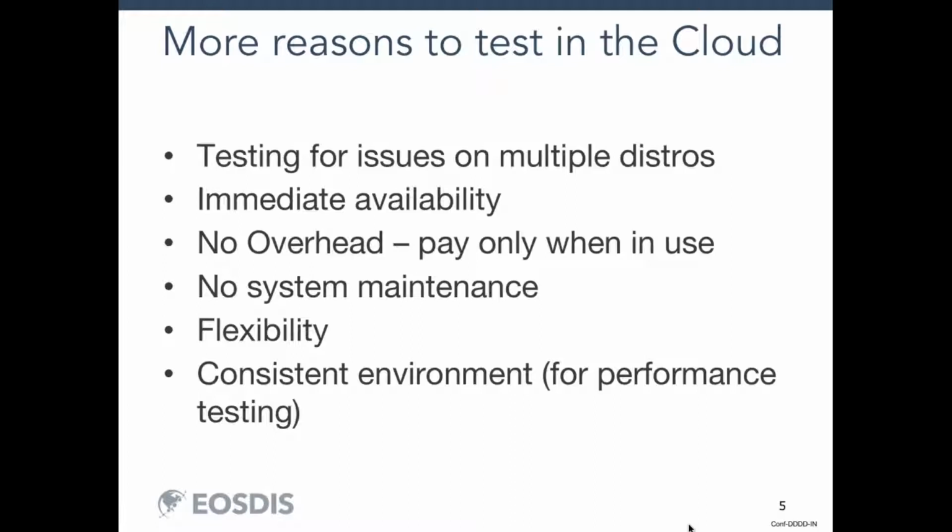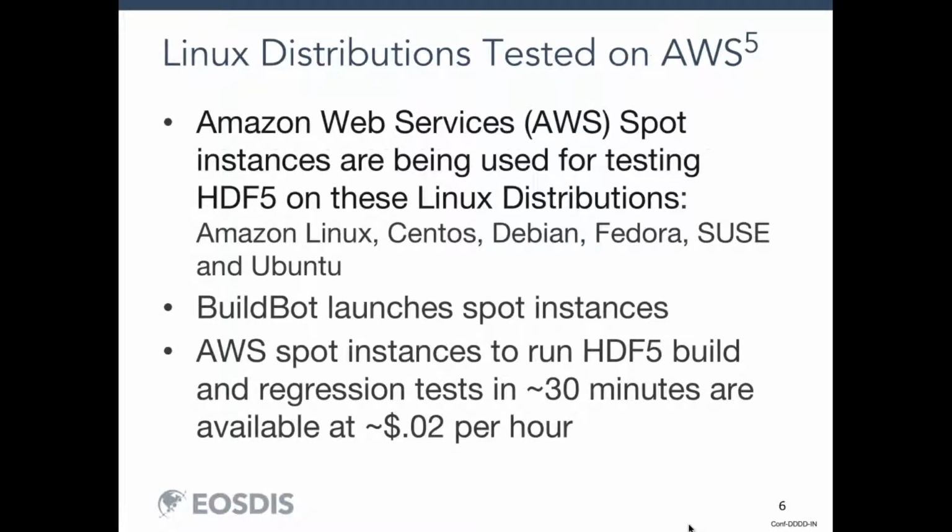Currently, we're testing these distributions in the AWS cloud: Amazon Linux, CentOS, Debian, Fedora, SUSE, and Ubuntu. Our BuildBot will launch spot instances, and these instances can run an HDF5 build and regression test in about half an hour. An instance costs about 2 cents an hour, or maybe less. So we can run a test configuration at about a penny.